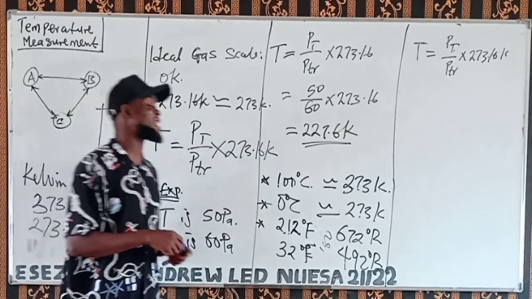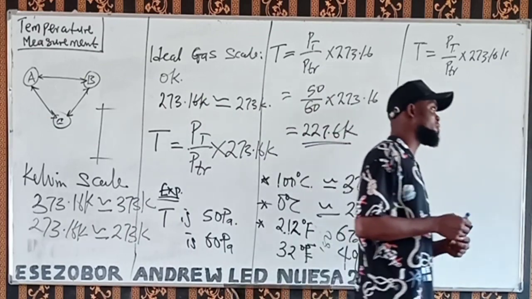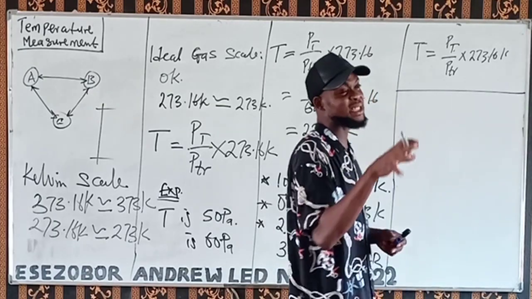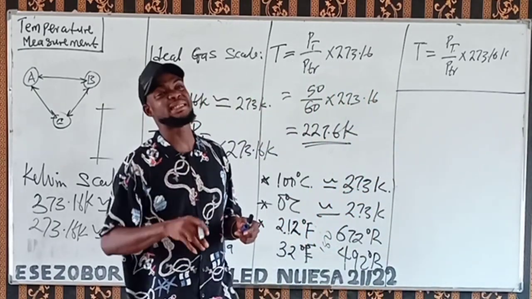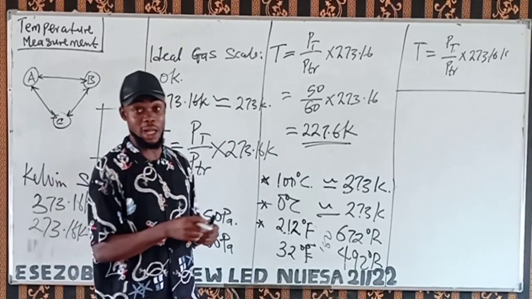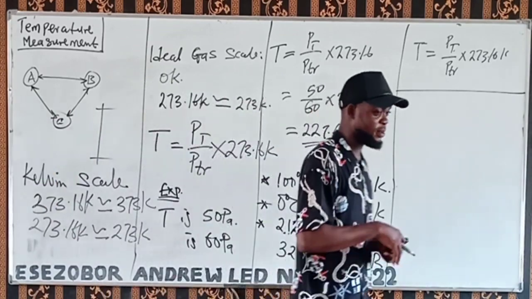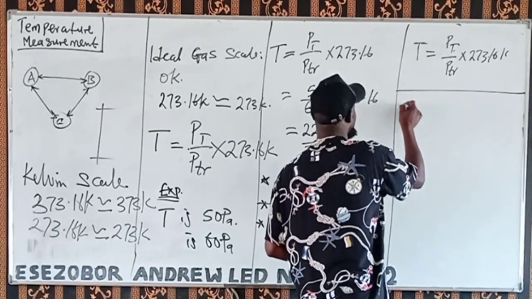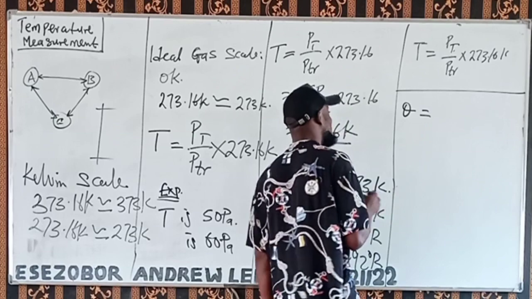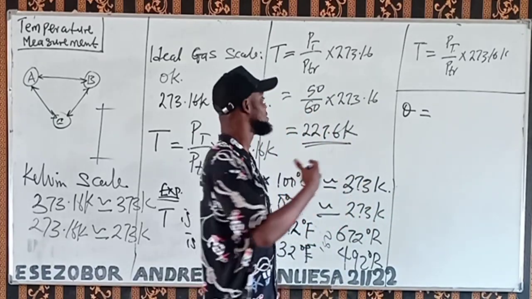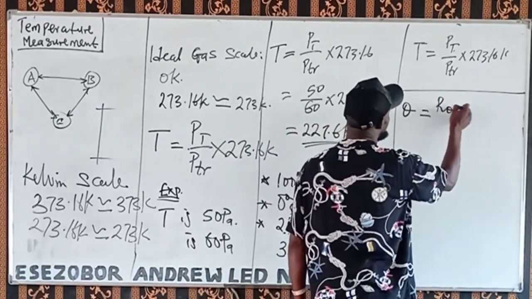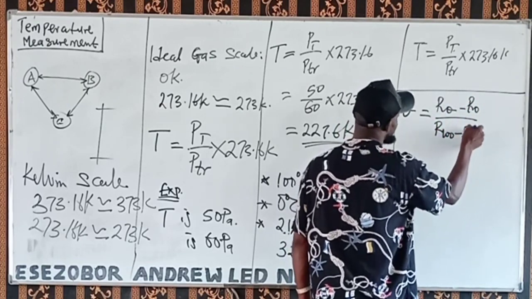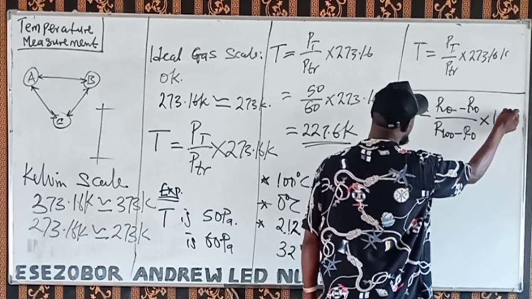They also have another one, the platinum resistance thermometer. For the platinum resistance thermometer, the thermometric property is the resistance of the platinum wire. From interpolation, the temperature, let me use theta, on this scale can be measured from the relation: R theta minus R 0 over R 100 minus R 0 times 100 degrees Celsius.